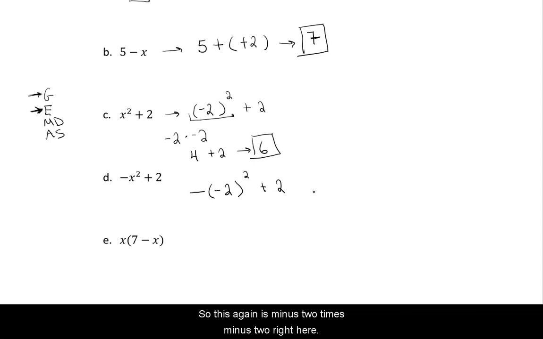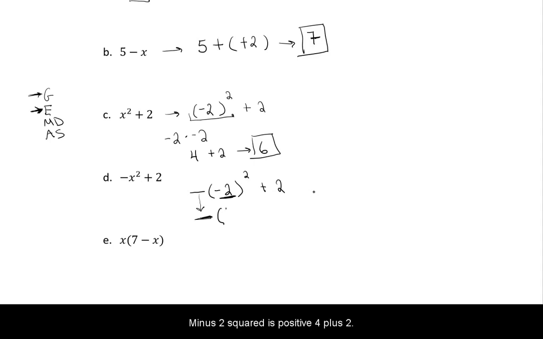So this, again, is negative 2 times negative 2 right here. So it becomes negative, right? So that's the negative on the outside. Negative 2 squared is positive 4 plus 2.